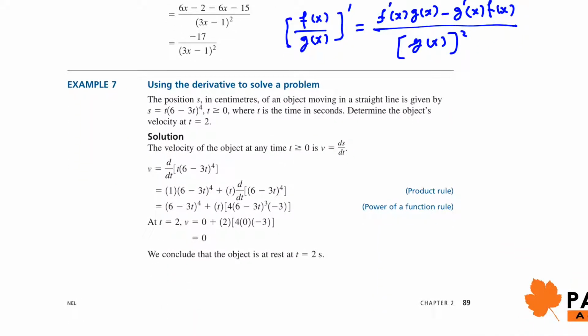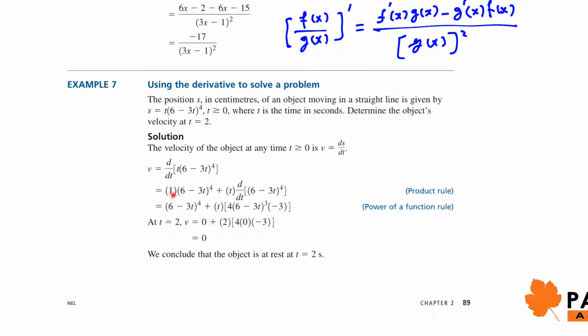Next example. The position s in centimeters of an object moving in a straight line is given by s equals t times 6 minus 3t to the power of 4, where t is the time in seconds and s is the displacement in centimeters as it is mentioned previously. Determine the object's velocity at t equals 2. We know velocity is the derivative of the position function. So we need the derivative of t times 6 minus 3t to the power of 4.